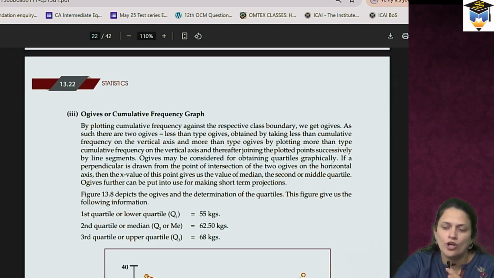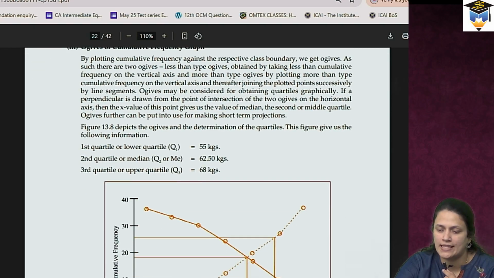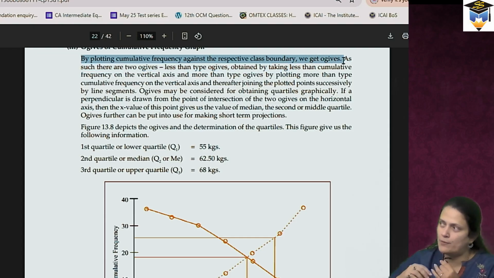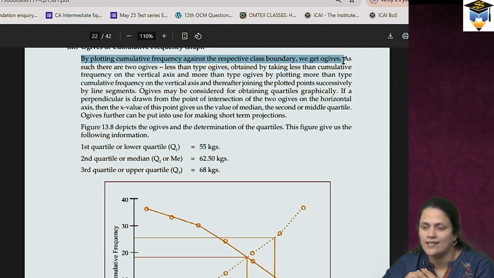Now, ogives or cumulative frequency. Write this: by plotting cumulative frequency against the respective class boundary, we get ogives.